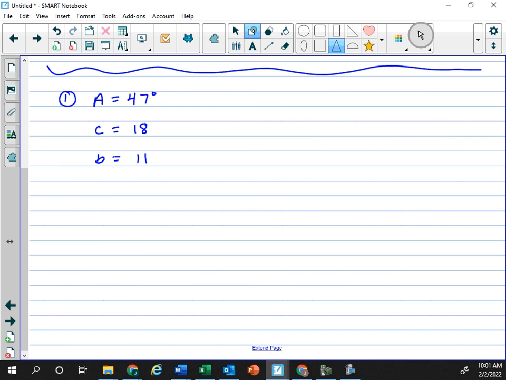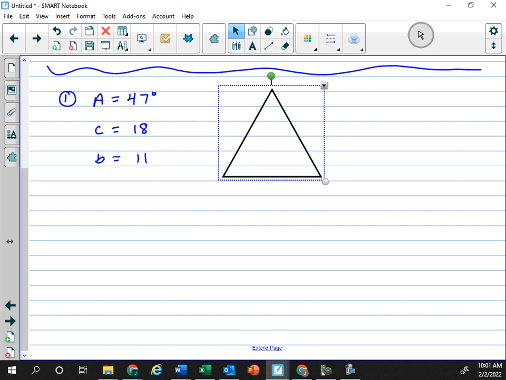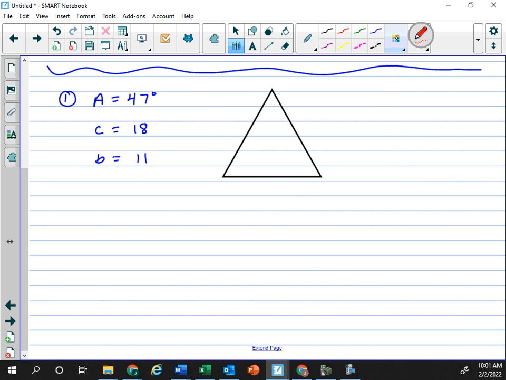Draw a picture. No rainbows or anything this time. You can just put the angles where you want, and then the sides go across from them. So I'm going to put A down here.